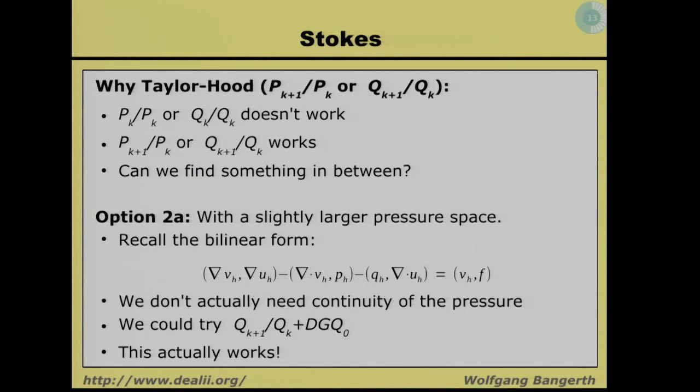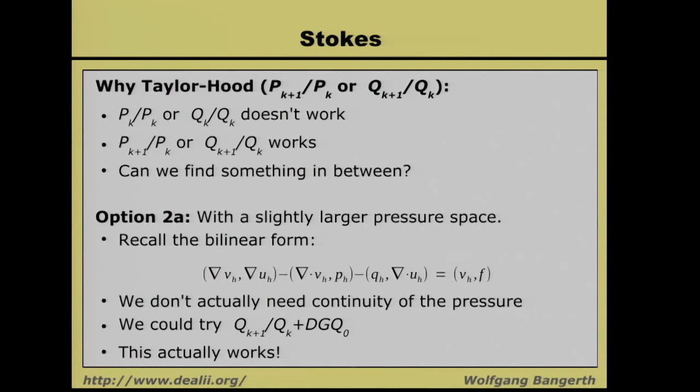So I can't make the velocity space smaller. But I have option 2, namely I could make the pressure space a little bit larger than Qk. If you look at the bilinear form, it was grad v grad u_h minus div v_h p_h minus q_h div u_h. What you see is that on the pressure and on the corresponding test functions, there are actually no derivatives. So we could argue, if there are no derivatives on these pressure functions, there is absolutely no need for them to be continuous. I don't need, for example, to have a weak derivative. There's nothing that forces me to do this.